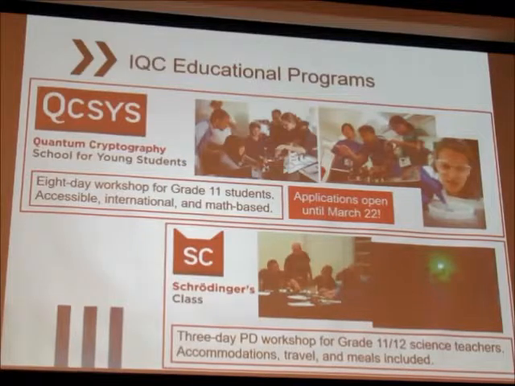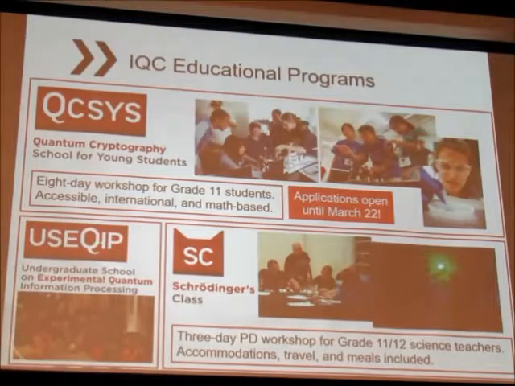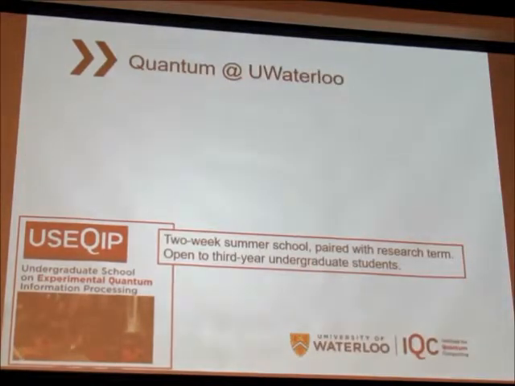And then, do we have undergraduate students here by any chance? Yeah! Okay, then I highly recommend looking at the Undergraduate School for Quantum Information Processing. That's a 2-week-long summer school. So it's 2 weeks of classes as well as lab demonstrations. And then it's often followed by a 4-month-long summer research term, effectively a co-op term.